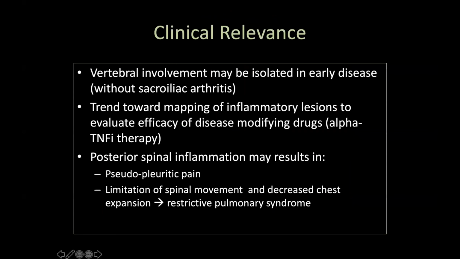So the clinical relevance of this is that vertebral involvement may be isolated in early disease without sacroiliac arthritis. And in addition, there is now a trend to map inflammatory lesions in patients with spondyloarthritis to assess the efficacy of DMARDs, in this case the TNF inhibitors. Posterior inflammation may result in pseudopleuritic pain, and it may also result in altered chest expansion, which in turn would result in restrictive pulmonary syndrome. So it's very important to keep in mind to attentively look for posterior spinal inflammation.